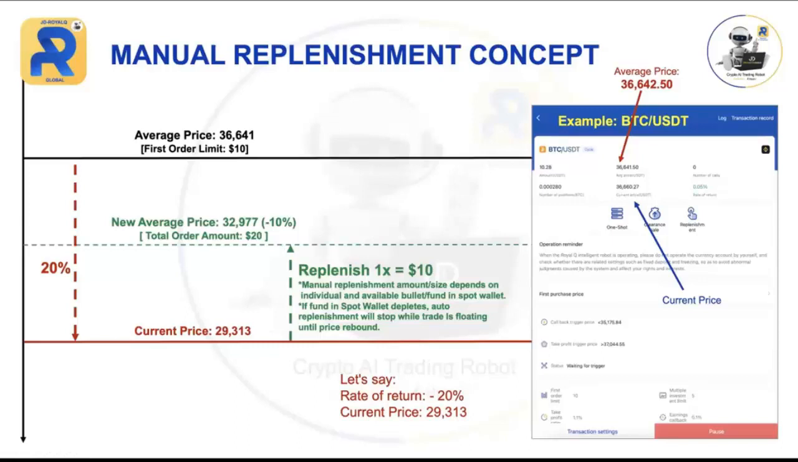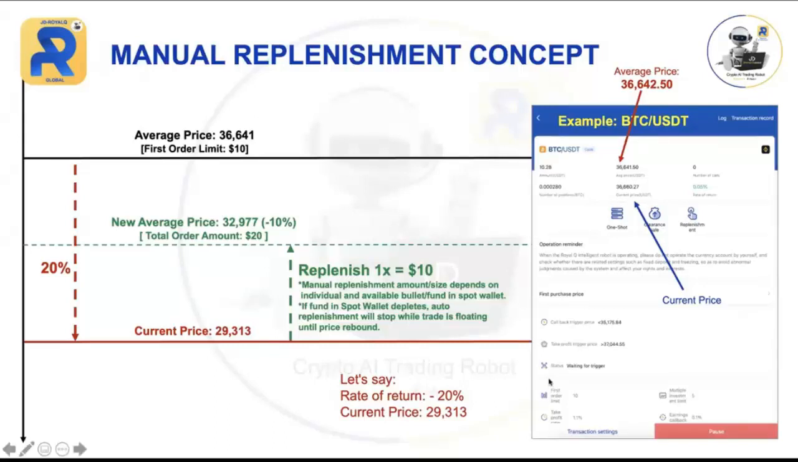And now instead of minus 20%, you are only minus 10%. So now your total order will be $20. Can you see that? So now, let's say the market moves in your favor and hits 1.3% profit, now you're going to take a 1% profit of $200. Can you just imagine that? So this is how we do the manual replenishment.